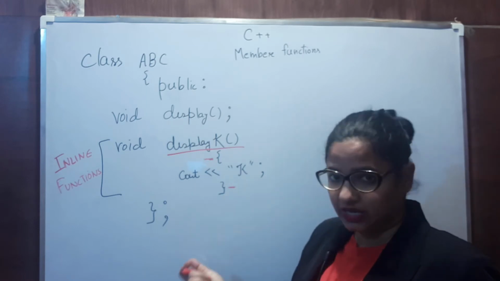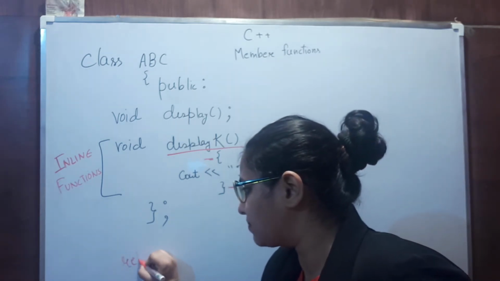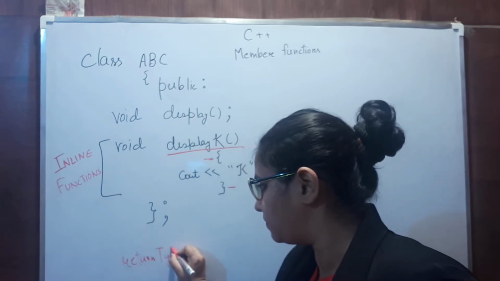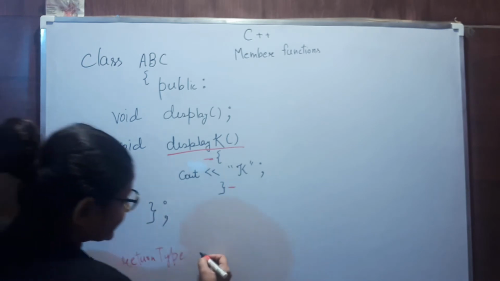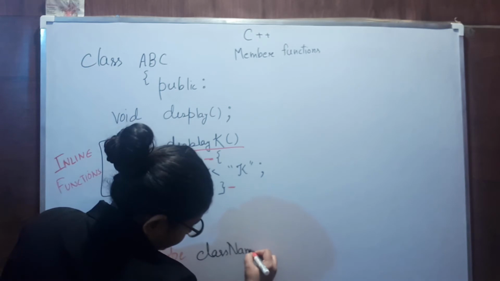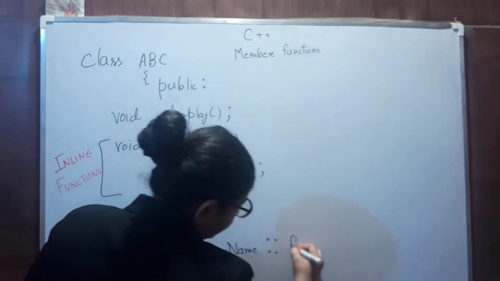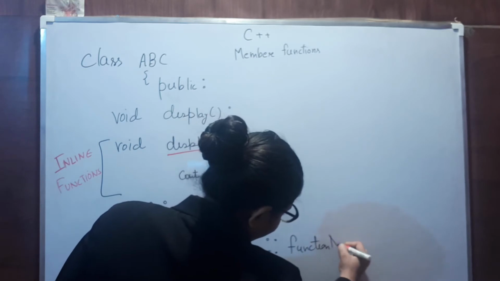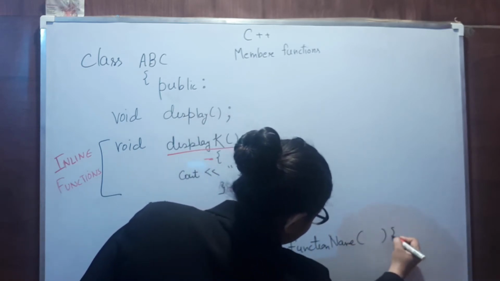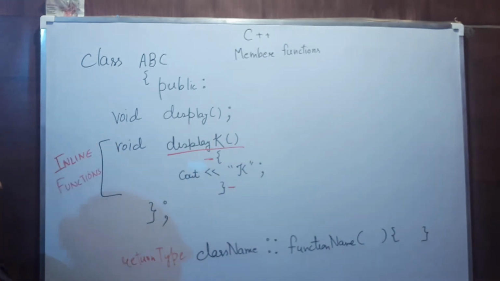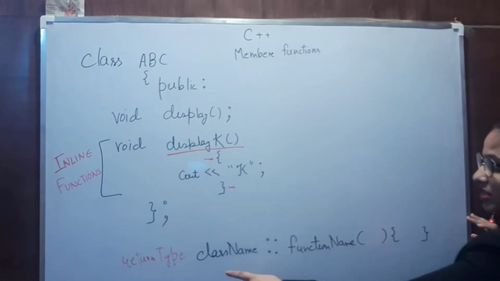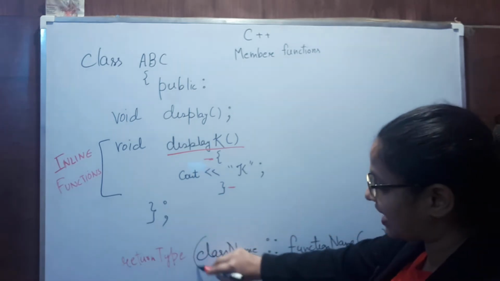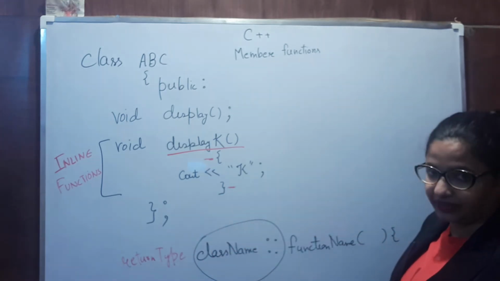So the syntax here is return type, class name, scope resolution operator, function name, arguments, curly bracket opening and curly bracket closing. So when we are defining functions outside the class, the syntax for function header changes, and it includes class name and scope resolution operator. Fine.